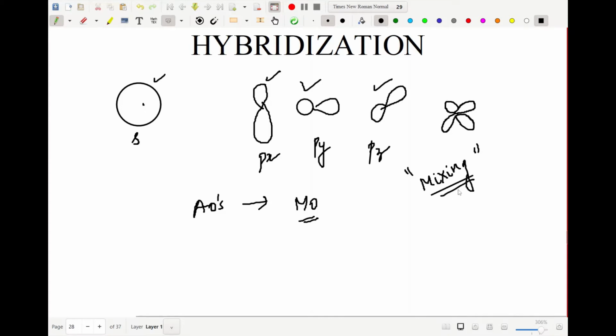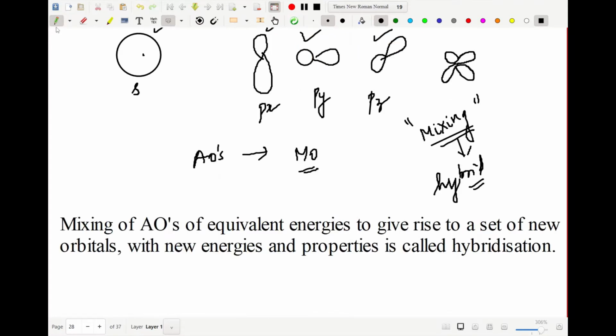And this mixing of orbitals is going to result in new atomic orbitals, which are called hybrid orbitals, okay? And these hybridized orbitals are going to have a new set of energies and new properties, and these orbitals are further going to take part in bond formation, and that is the entire idea of hybridization, okay? Alright, so just to give it a little perspective, this is the definition of hybridization: mixing of atomic orbitals of equivalent energies to give rise to a set of new orbitals with new energies and properties is called hybridization.